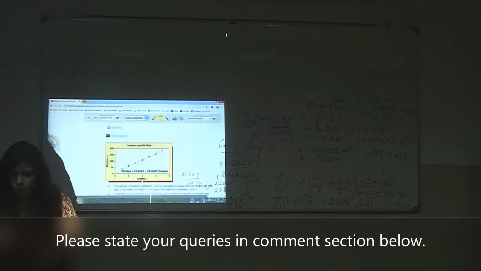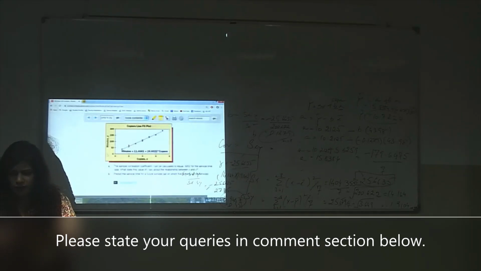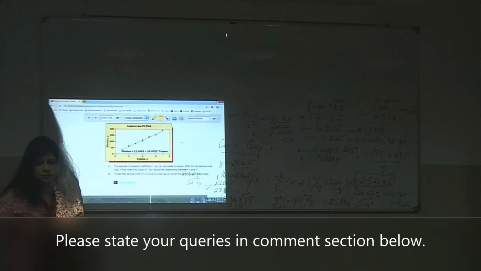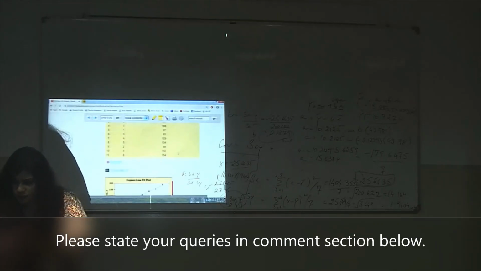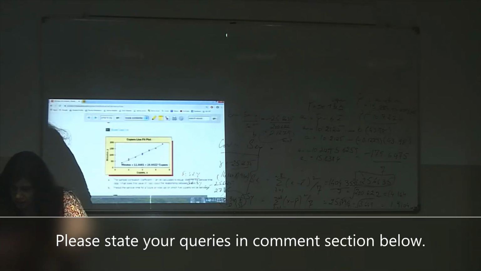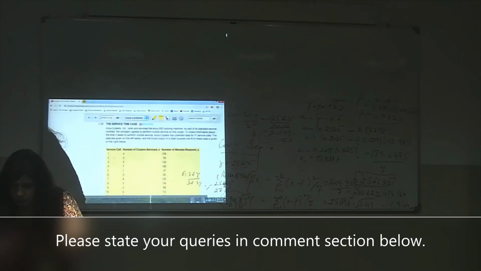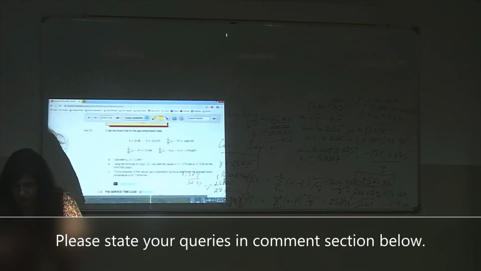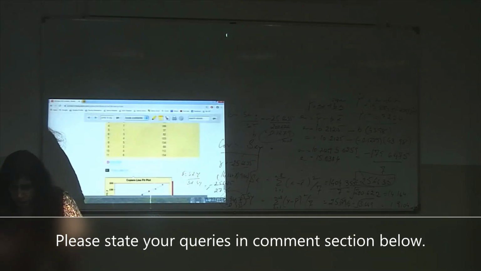3.39, I would like you to also do it through the formula, but they've already given you the line here. You can see that they have given you the trend line, and they're asking you the service time. I guess this is the number of copiers. Let me just read the question. They have already given you the sample correlation coefficient. I would want you to repeat for this question what we have done in the question above, in this question, 3.38.